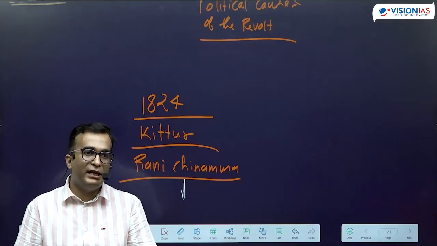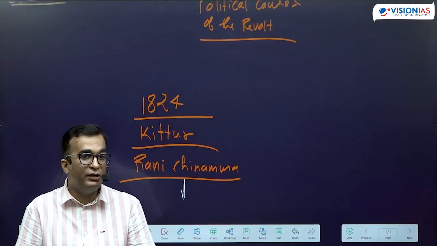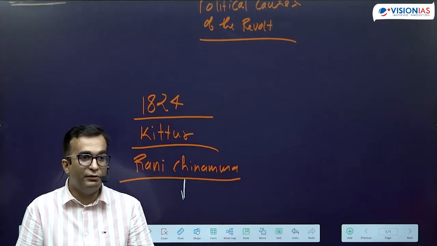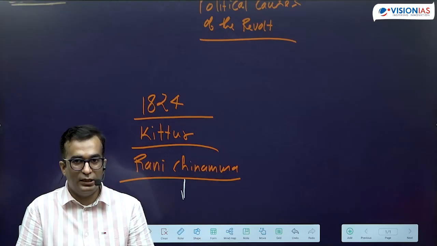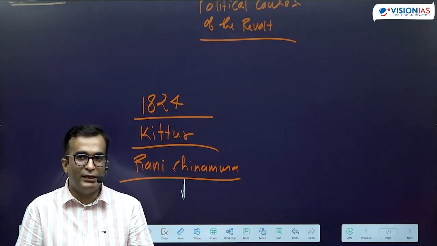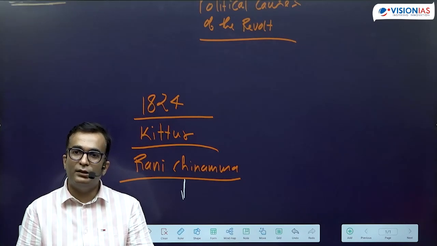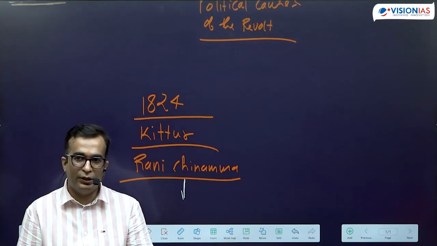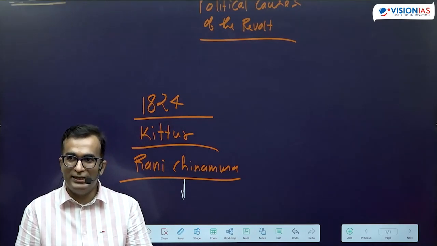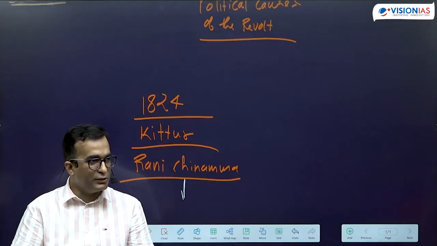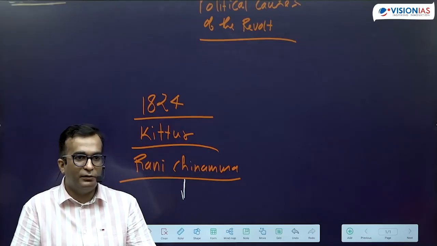And which all states were annexed when Dalhousie came to power? Starting with Satara, then Jaipur, then Bhagat, Sambhal, Chota Udaipur, then Jhansi, then Nagpur. Sequence wise I'm telling you, कि कैसे sequence में था. So can you tell me where is this Udaipur?